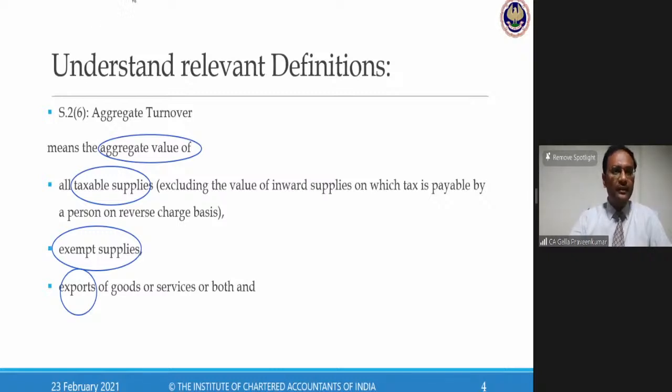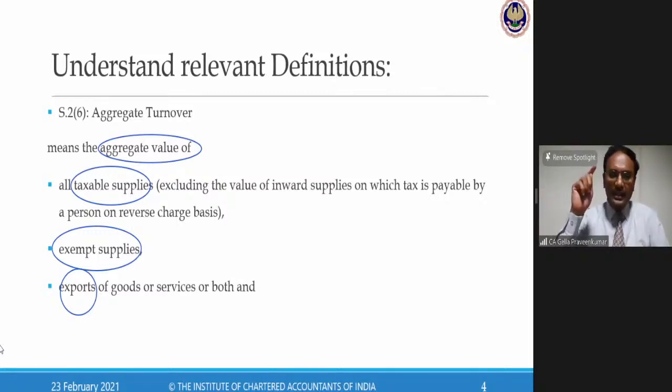So whenever there is a taxable supply, whenever I have exempt supply, or whenever I have exports. Taxable supply, we all understand, is a supply where tax is applicable. Exempt supply: because of an exemption notification, I need not pay GST. The third element is called exports.